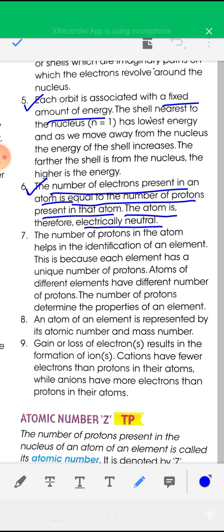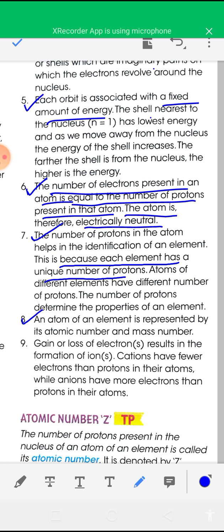And next point, the number of protons in an atom helps in the identification of an element. This is because each element has a unique number of protons. Atoms of different elements have different numbers of protons, and the number of protons determines the properties of an element. Remember this point, the number of protons present in the nucleus of an atom determines the properties of an element.